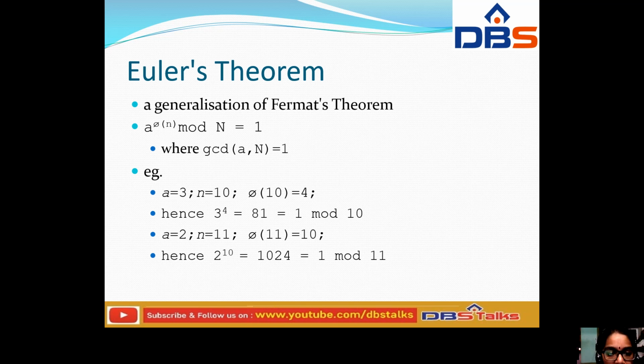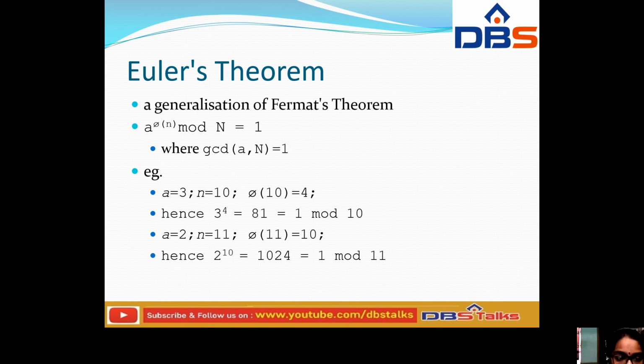Here a is equal to 2, and if you take the value of n is equal to 11, then phi of 11 is equal to 10. Hence 2 power 10 is equal to 1024, that is 1 modulo 11. That is the operation that we are going to get here. So this is Euler's theorem. We can say this is a generalization of Fermat's theorem: a power phi of n is equal to 1 modulo n, where the GCD of a comma n should be equal to 1.